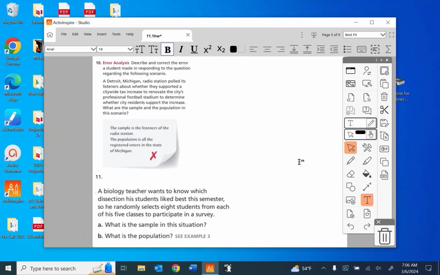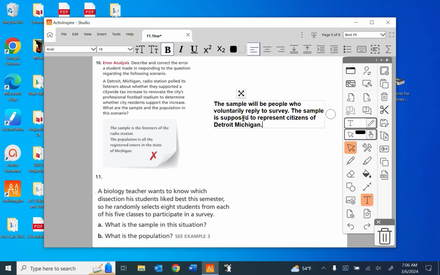Okay, so a couple ways of looking at this one. The sample will be the people who, and here's the thing, voluntarily reply to the survey. This sample is supposed to represent the citizens of Detroit, Michigan. And the citizens of Detroit, Michigan would be the population.